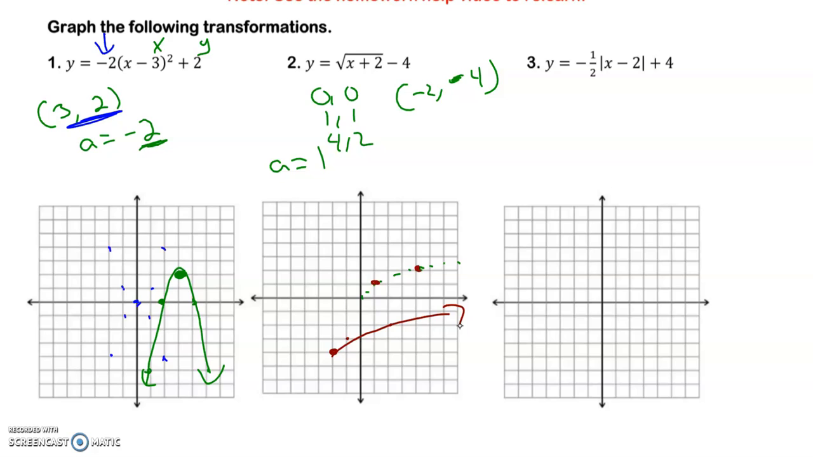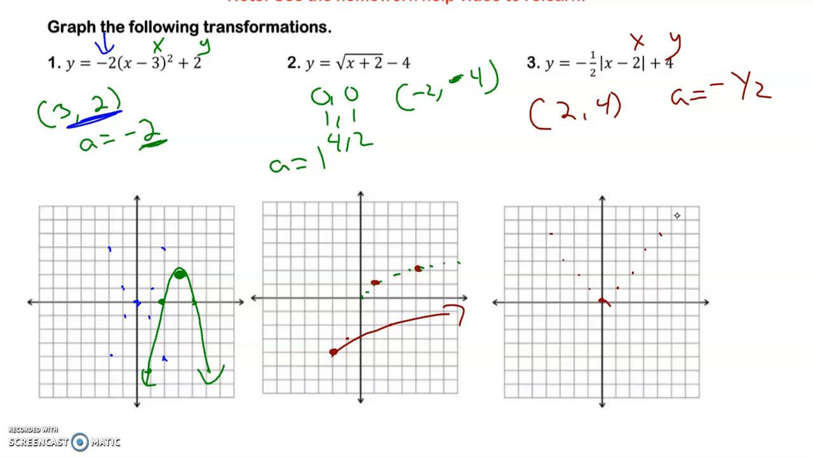Taking a look at the next one. The first thing I do is get my vertex, which would be the opposite. So it would be 2 and 4. And then my a is negative 1 over 2. So taking a look at this, we know that my parent function would be right here. My parent function is always right here. I'm just going to draw in my parent function. I just like to do that.